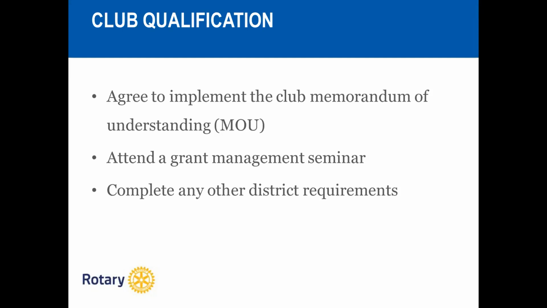For your club to qualify, your president and president-elect for the year the grant is initiated need to agree to implement the club qualification Memorandum of Understanding, or MOU, and the District 5000 addendum to the MOU, which allows all of our district grants initiated by the club that year to go into one separate district grant bank account instead of having to have a bank account for each district grant.